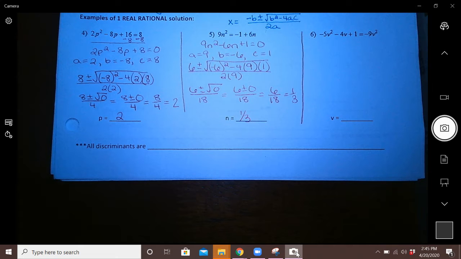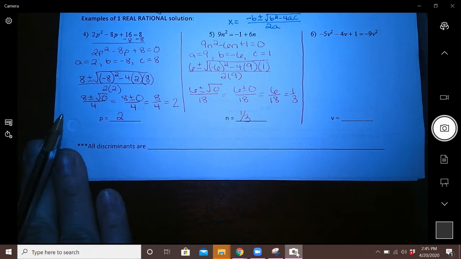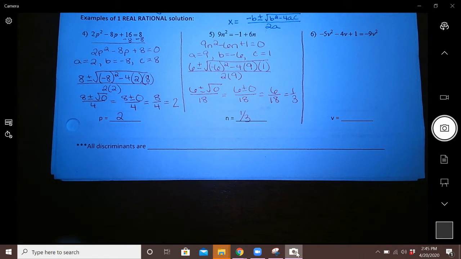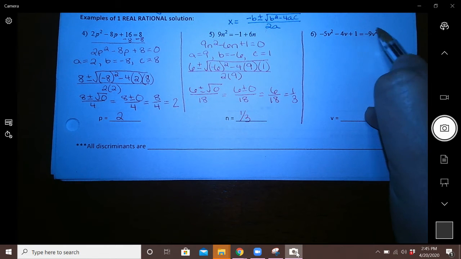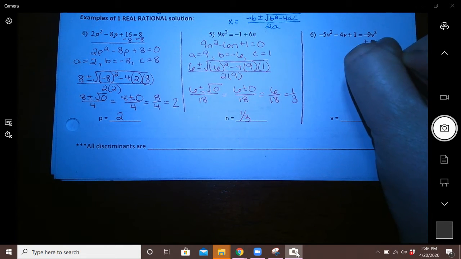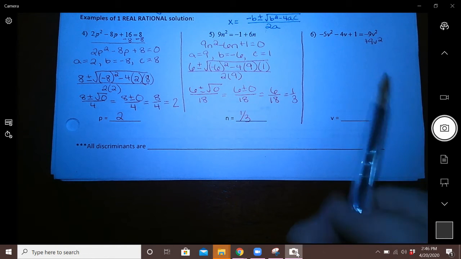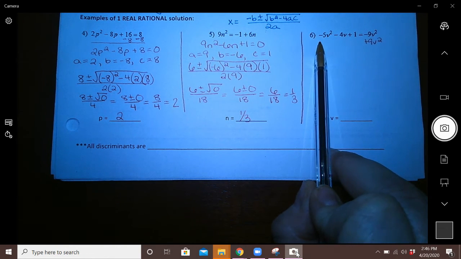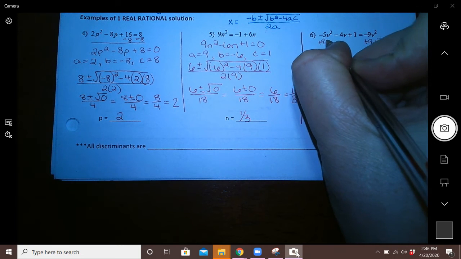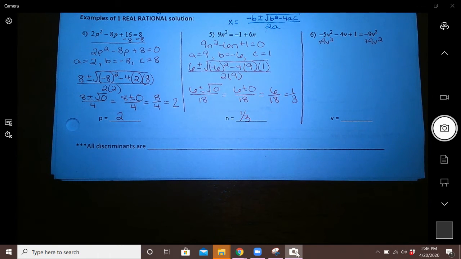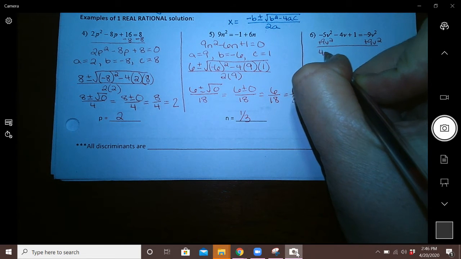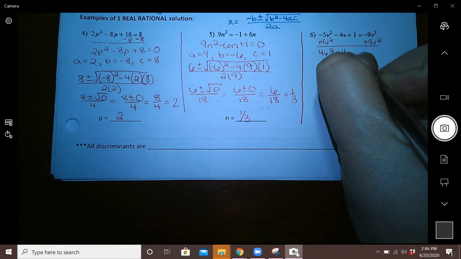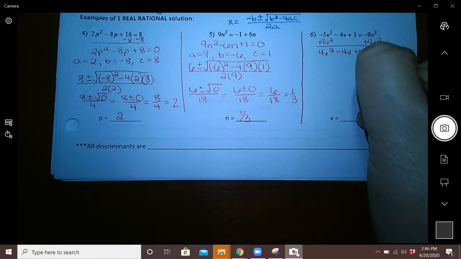Okay, one final example to walk through with you. In example number 6, it looks like the quadratic term is on the wrong side of the equation. It's a negative 9v squared on the right, and this needs to equal 0. So I need to add 9v squared to move it over, and make sure you add it to the like term. It should add to the negative 5v squared. So combine like terms, you'll have 4v squared minus 4v plus 1 now equals 0.